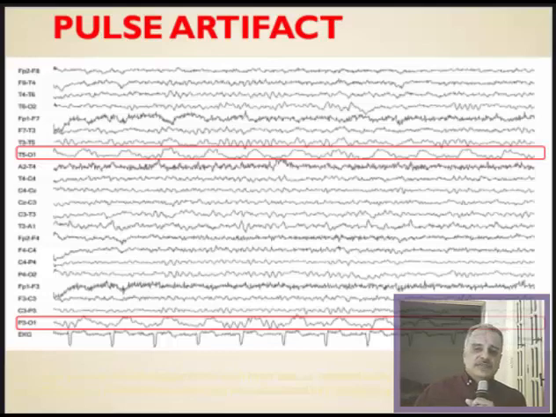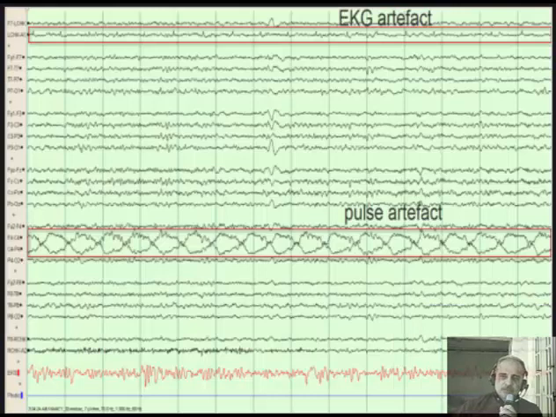They can be found anywhere on the head, more commonly over the temporal and frontal regions. Here, exceptionally, it's found over the left occipital electrode. Note the relation between the EKG channel and the pulse, sometimes found over the central regions also, like here.